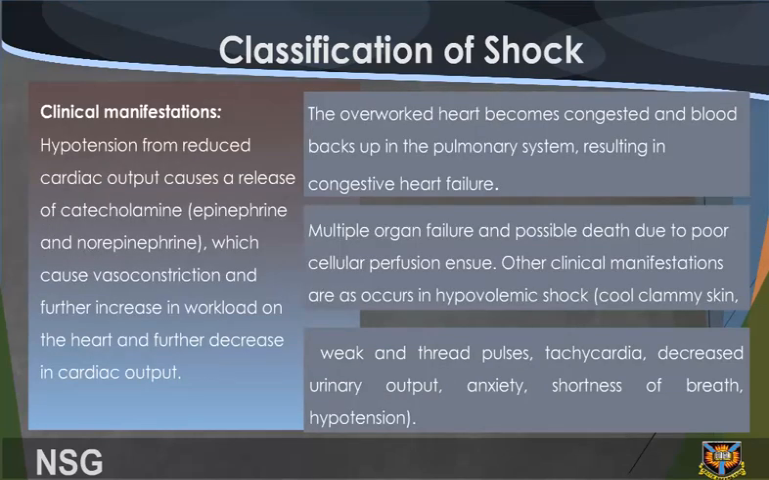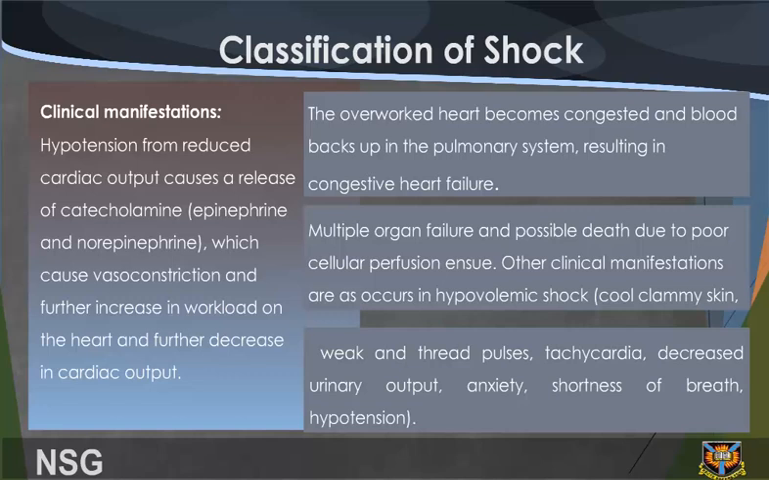Clinical manifestations. Hypotension from reduced cardiac output causes a release of catecholamines, epinephrine and norepinephrine, which cause vasoconstriction and a further increase in workload on the heart and further decrease in cardiac output.